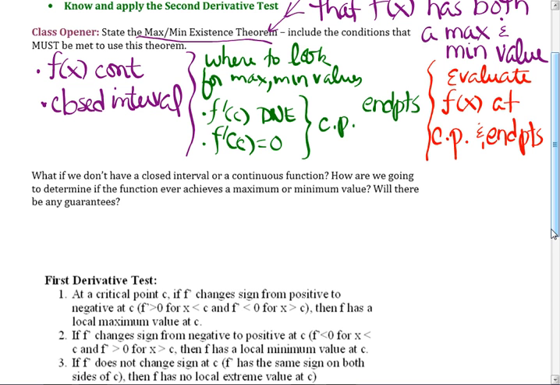I have to find another way. I can only find relative maxes and mins. Honestly, to find out if I have a global one, I have to have a closed interval or I have to know what the function looks like. I have to graph it. So the first derivative test, there it is all written out.